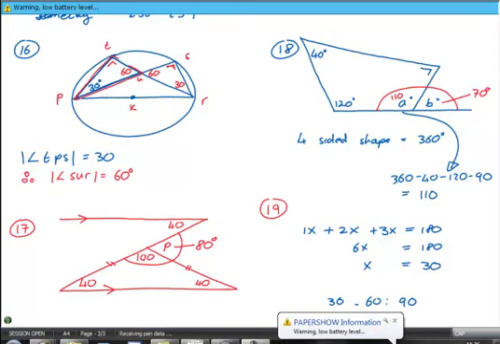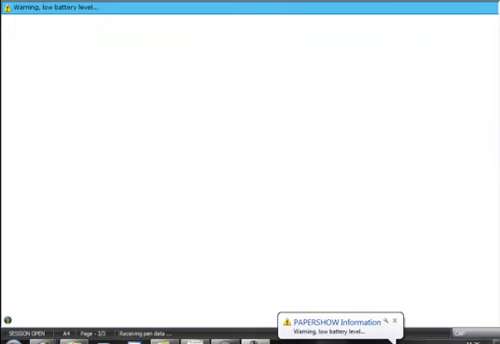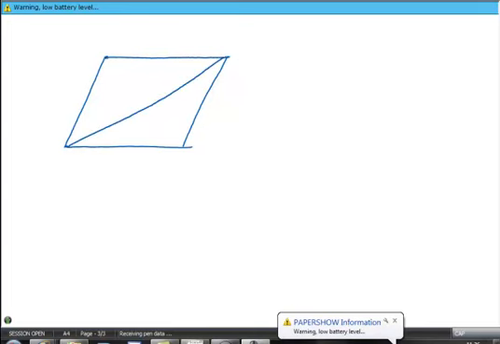Okay. Last question. So you're told in the question that you're given a rhombus, and you're also told that this angle up here is 112 degrees in total. So what you need to make sure is, do you know your facts about a rhombus?